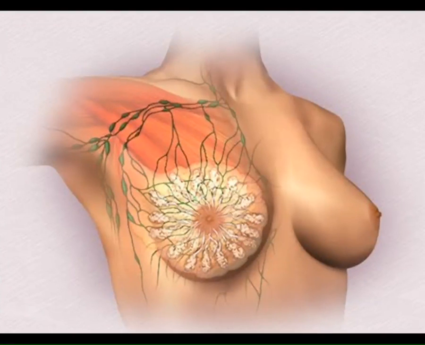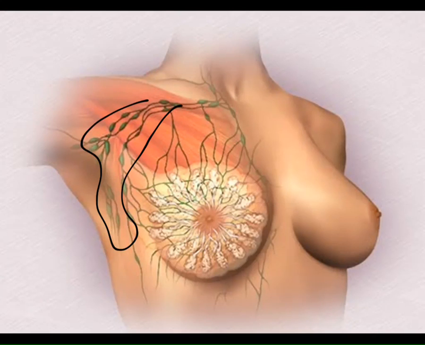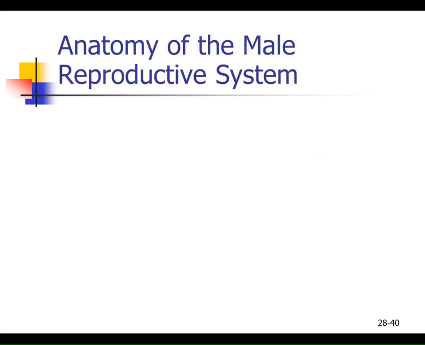And don't forget the breast is part of the female reproductive system. No specifics here. Just remember that there are quite a few lymph nodes. These are the axillary lymph nodes, which are associated with the breast. That's it for female. Let me take a quick break.